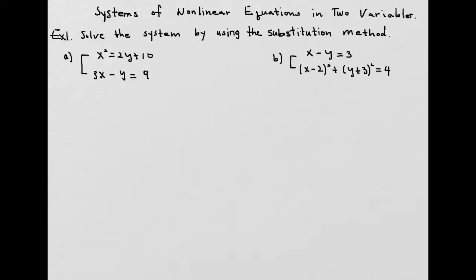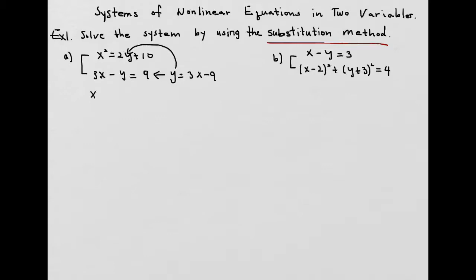When we look at the first one, we're going to use the substitution method again. In order to use the substitution method, you're going to solve for one of the variables, right? So pick one of the equations, and I will probably pick the linear and solve that for a variable. So if I solve that for y, I will have 3x minus 9.